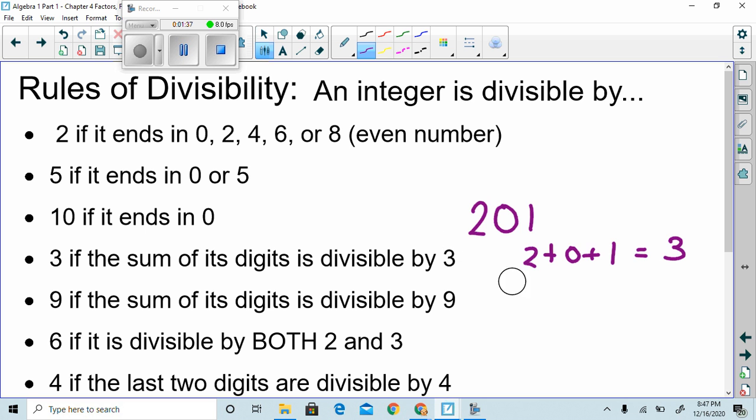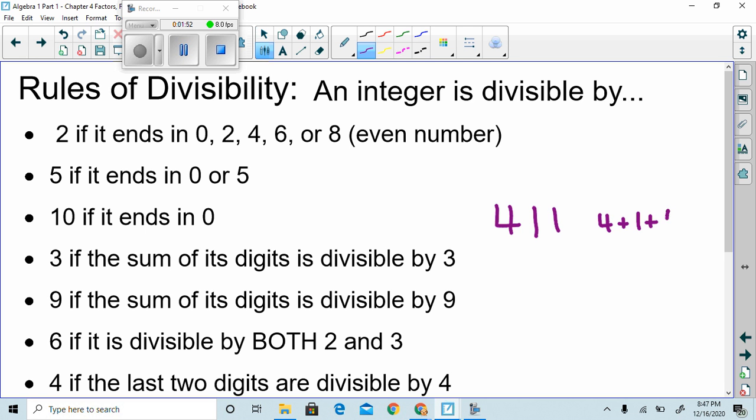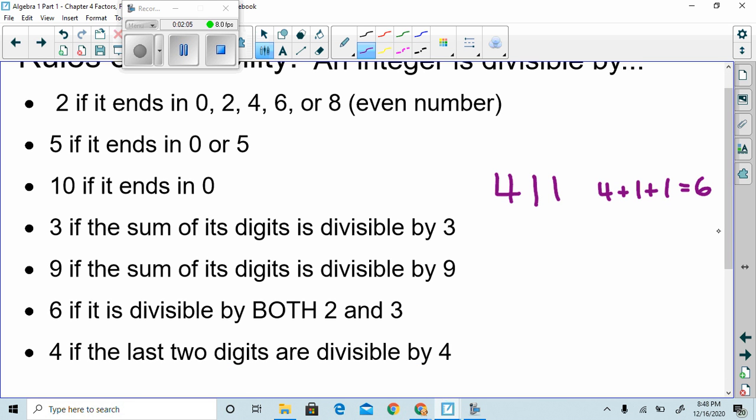What if I had 411? If I add up those digits, I have 4 plus 1 plus 1, which is 6. 6 is divisible by 3. It also means that 411 is divisible by 3. 9 has a similar rule. Find the sum of the digits and see if that's divisible by 9.